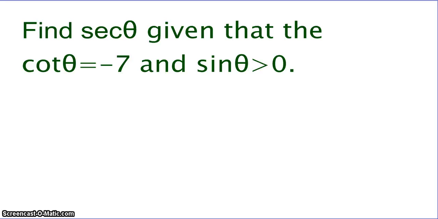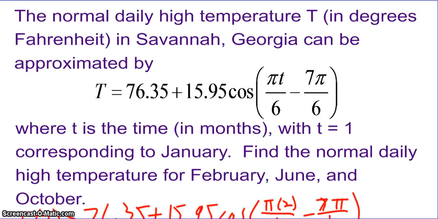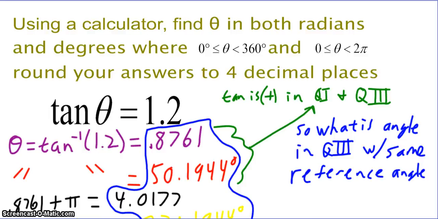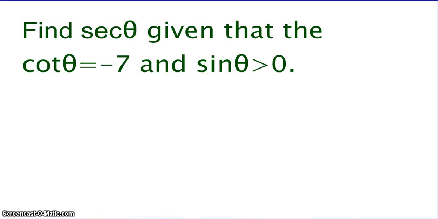Next one, find the secant of theta given that cotangent of theta is -7 and the sine of theta is greater than 0. So pause the video, come back when you're ready to check your answer. Also, real quick, going back to this problem and the previous problem as well, if you're having any calculator issues, be sure to talk to me in class tomorrow so we can help straighten those out. So again, pause the video for this problem though, check your answer when you're done.